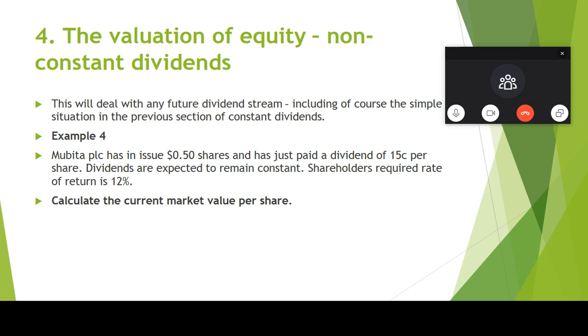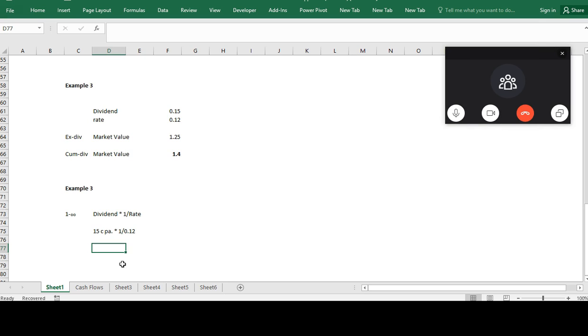Movita PLC has an issue, $0.5 per share, and has just paid a dividend of 15 cents per share. Dividends are expected to remain constant. Shareholders' required rate of return is 12%. So it is still the same thing that you got yesterday.